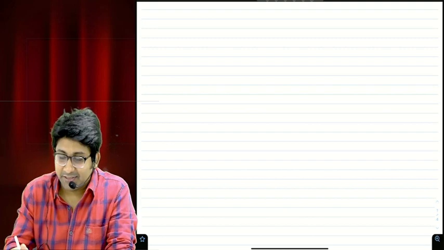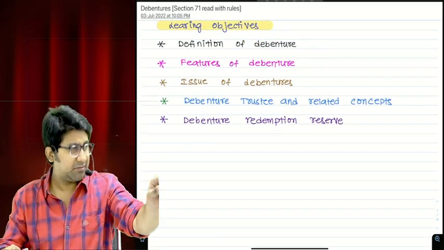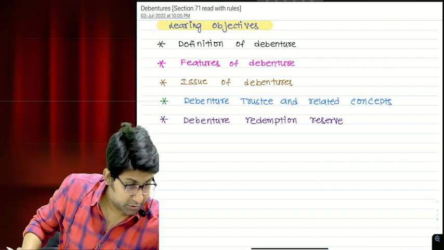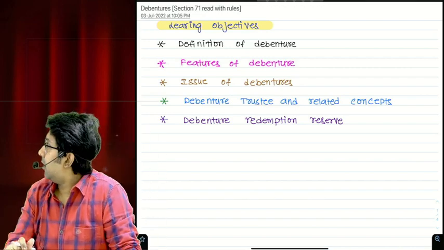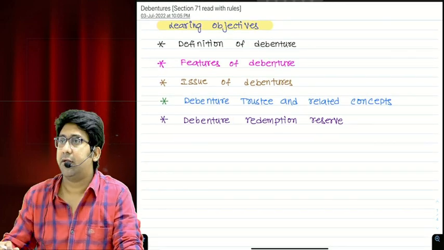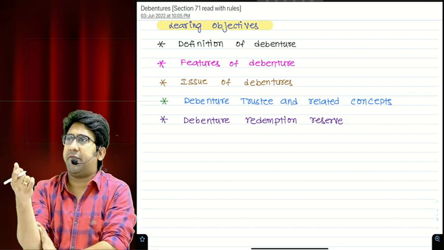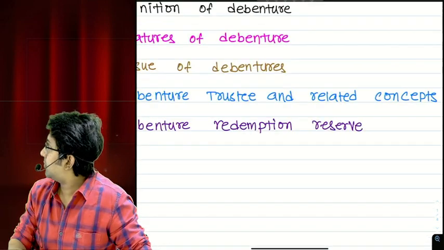So in the previous session, we completed the concept of dividends. Next chapter we are going to start is debentures. That chapter is a very small one as well, which will be having 5 topics inside. You can see there.